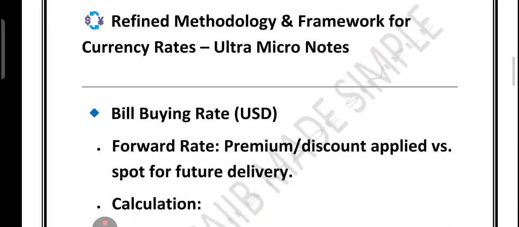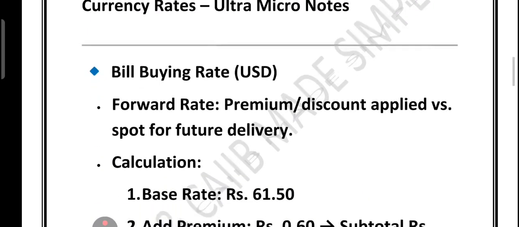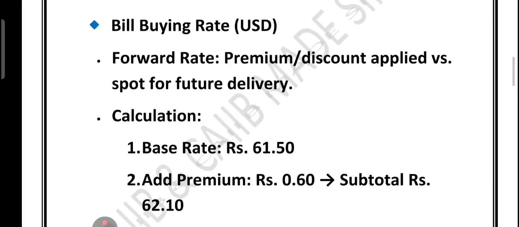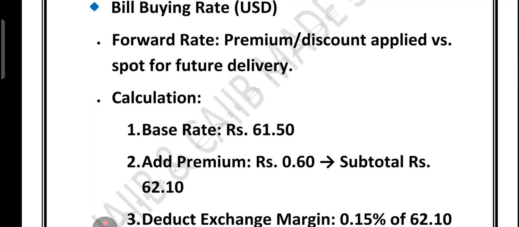So bill buying rate in terms of dollar. Now friends, the bill buying rate, that's called BBR. It is a rate that the bank uses when it buys an export bill or when it buys a draft in the foreign currency, especially for future delivery. Since the payment is not immediate, right? Very important thing to note is that if we talk about the bill buying rate, payment is not immediate. It's a usance basis, right? So what we do, we apply a forward premium, a forward discount is applied to the current spot rate.